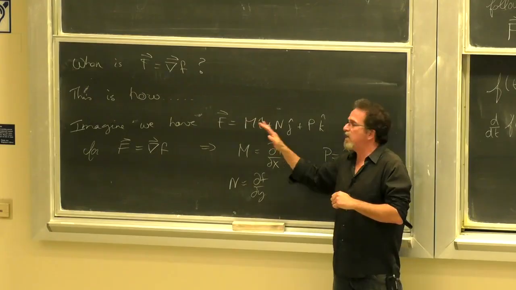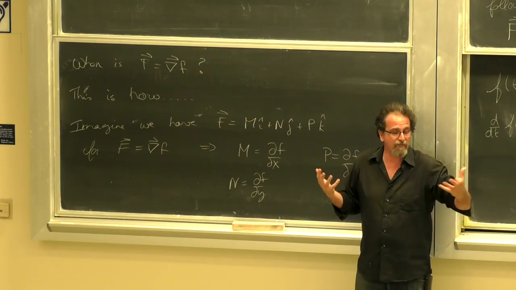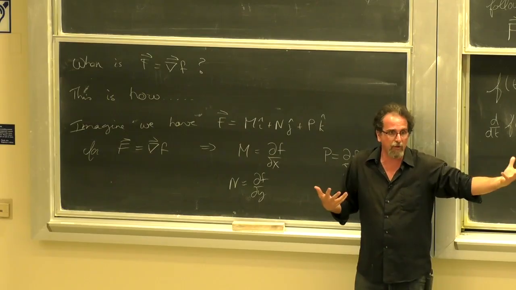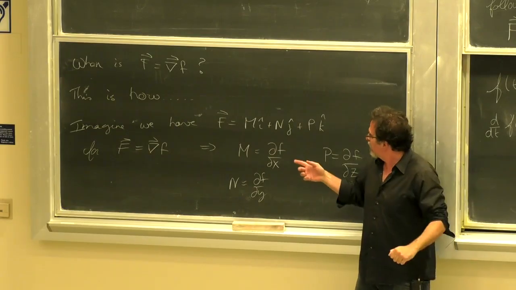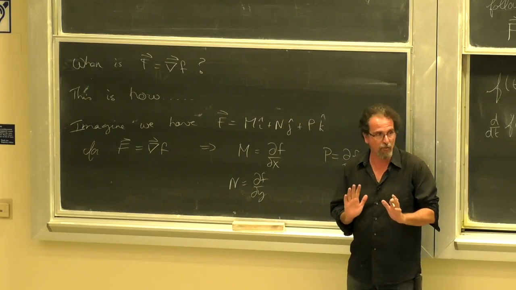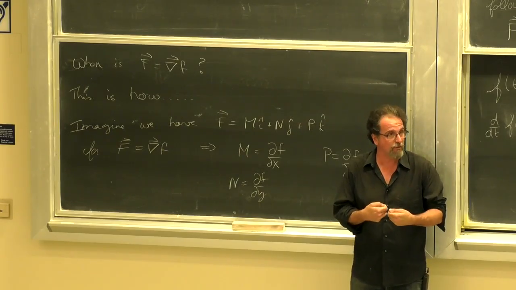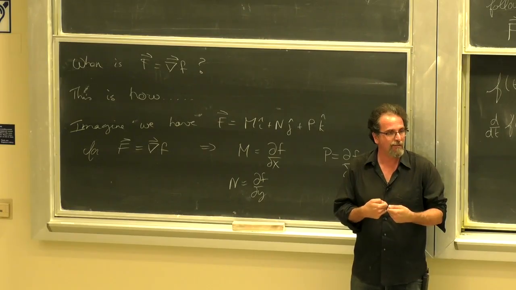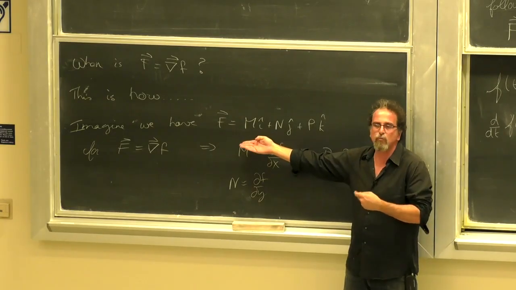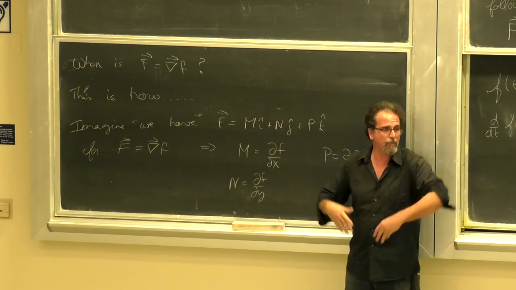You have three arbitrary functions. Arbitrary vector fields can be three arbitrary functions. But they're all related to this other function, if it's a gradient. So that means they all have to be related to each other. There's no a priori reason that m should be related to n should be related to p. They'd be crazy functions.